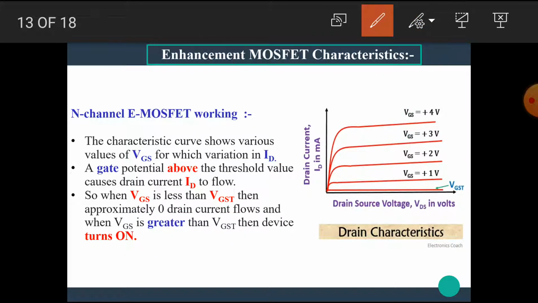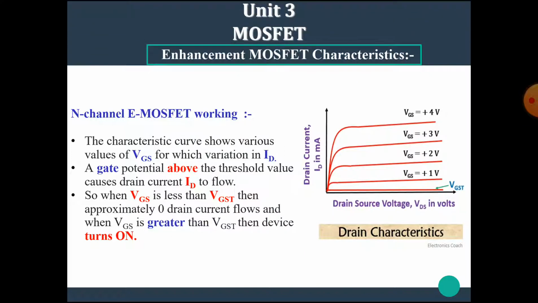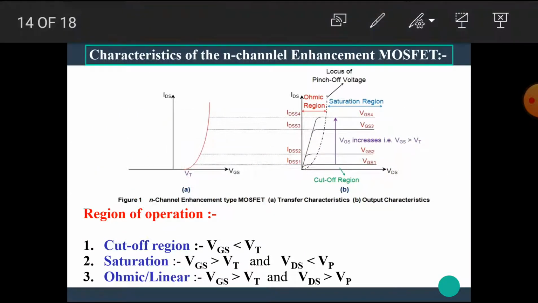In this diagram we can see that when VGS equals 0, no current flows. When VGS equals plus 1 volt, some amount of current flows. As we increase the value of VGS, up to the maximum value here of 4 volts, the maximum drain current flows through the device. This is the characteristics of the MOSFET. Here figure A shows the transfer characteristics and figure B shows the output characteristics.